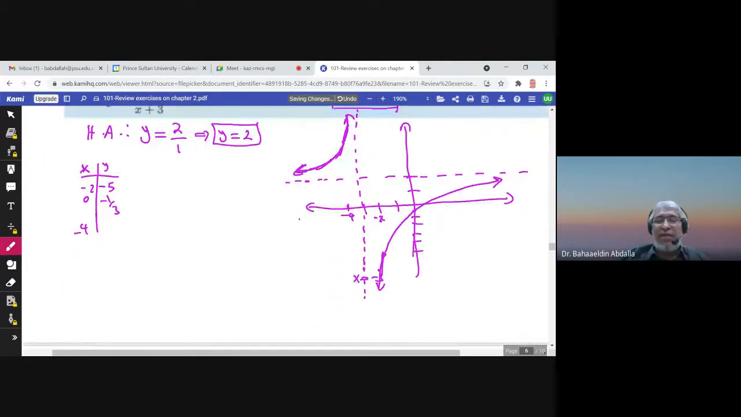Notice that the domain here would be all real numbers except -3, which is the vertical asymptote, and the range would be all real numbers except 2, which is the horizontal asymptote.